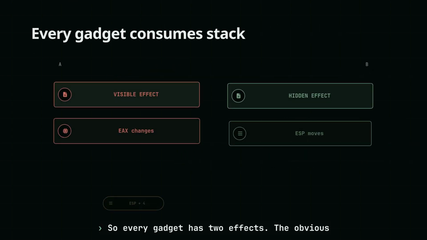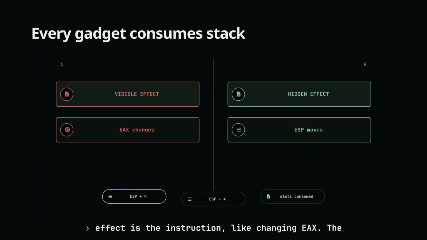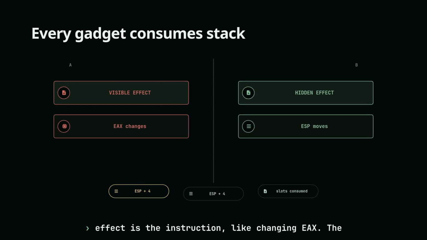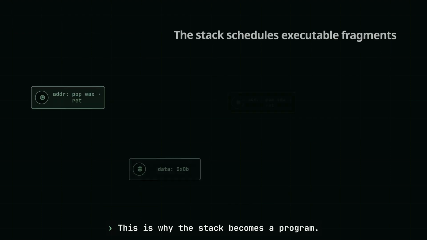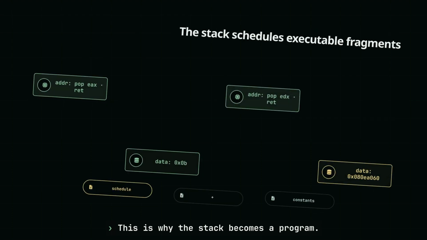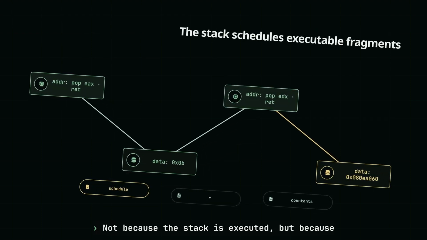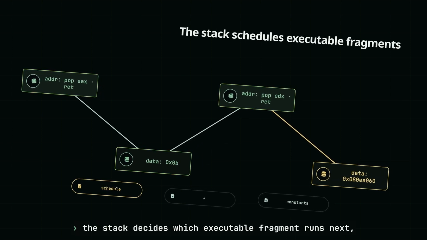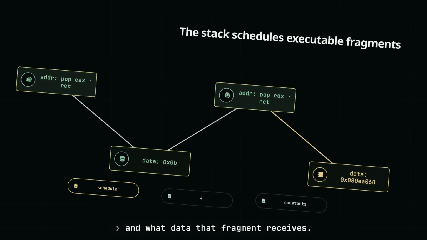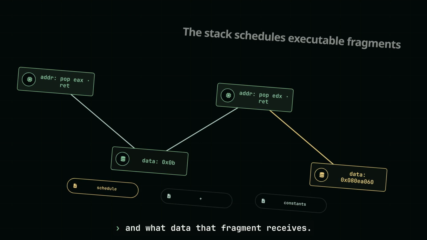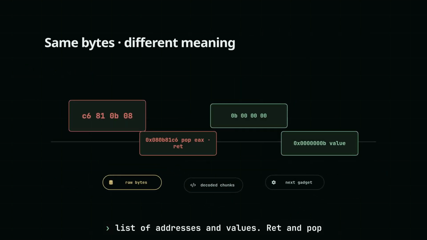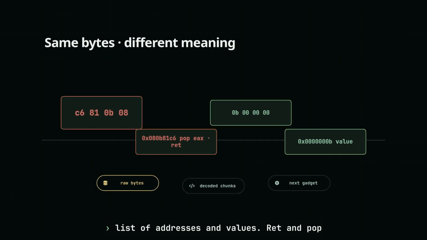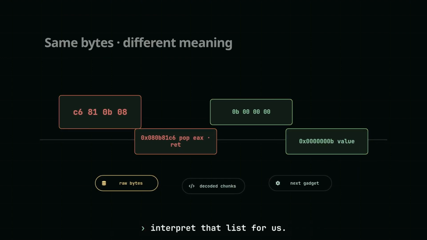So every gadget has 2 effects. The obvious effect is the instruction, like changing EAX. The hidden effect is stack consumption. This is why the stack becomes a program, not because the stack is executed, but because the stack decides which executable fragment runs next and what data that fragment receives. Instead of writing assembly directly, we write a list of addresses and values. Ret and pop interpret that list for us.